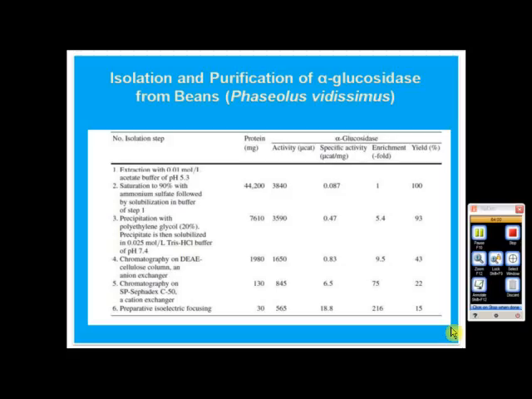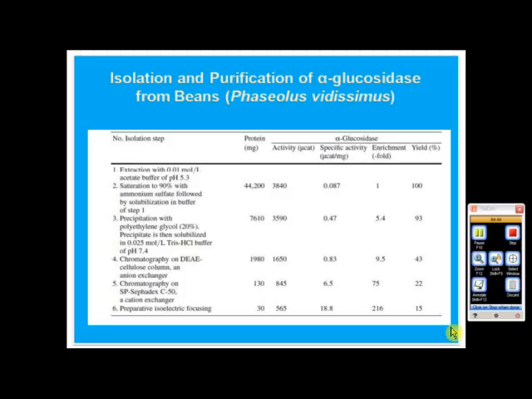So this is a table. After each and every step we have to check the total protein, enzyme activity, its specific activity and the yield. We will do all these things. Here they have given a table example for isolation and purification of alpha glucosidase from beans, a plant source. First they did extraction and saturation to 90% with ammonium sulfate. 90% ammonium sulfate was used because the bigger proteins might require that much ammonium sulfate. And then they did precipitation with polyethylene glycol.